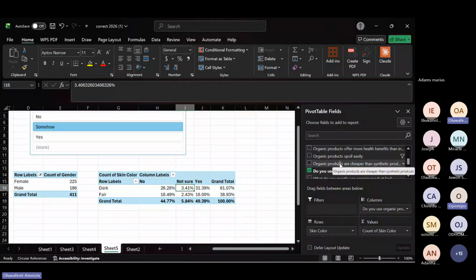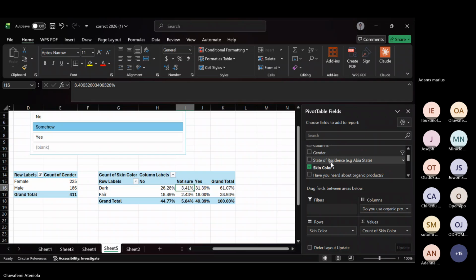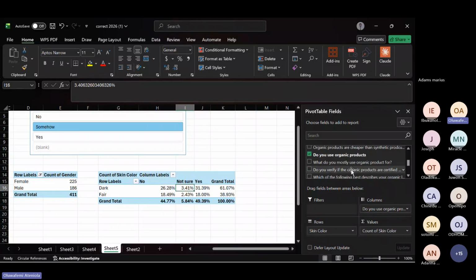Okay, so now I would like you to drag skin tone into rows. Yes, I've dragged it into rows. That's why you have this. Do you have the skin tone showing? Yes, it's showing dark and fair, but it's not showing the percentage. Yes, just leave the values for now. Drag the next question, which is, do you use organic product? Drag it into columns.